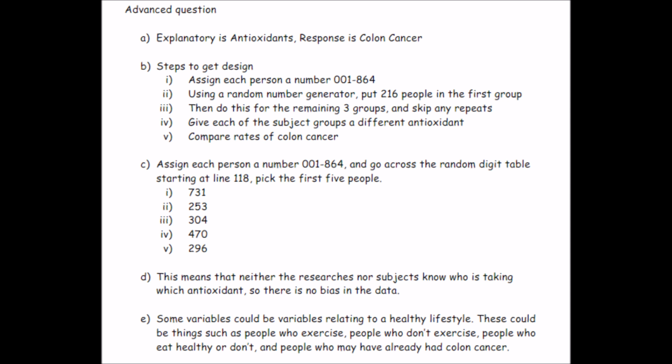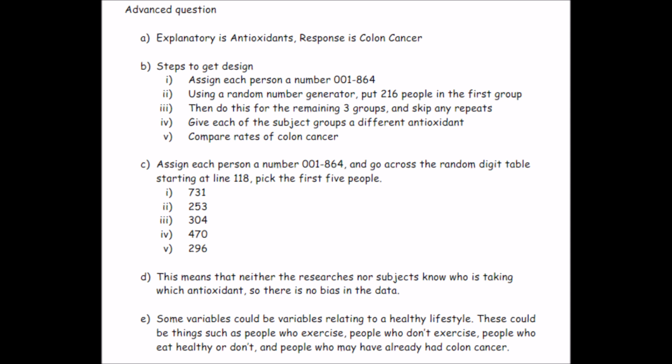Part B asks to outline the design of the experiment and use your best judgment in choosing the group sizes. So the first thing I did was assign each person a number from 1 to 864. Then you use a random number generator between 1 and 864 and pick out 216 people for group 1, and then you do this for the remaining 3 groups while skipping any repeating numbers. Once you do that, you give each of the subject groups a different antioxidant, and then finally you compare rates of colon cancer between all the groups.